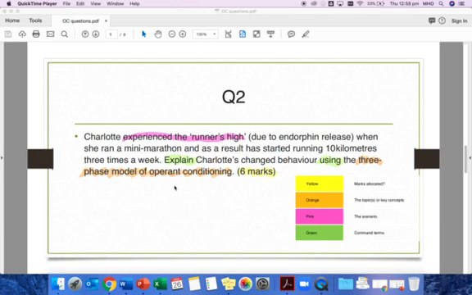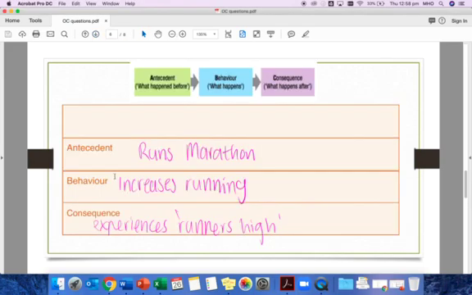Okay, so this question is out of 6 marks. I did this correctly this time. In terms of the topic, we're talking about operant conditioning and the 3-phase model of how it actually works. The scenario being in pink about Charlotte and her runner's high, and the command term is explain using. So it's explaining, and we have to use that model. So how would we use the model in this scenario?